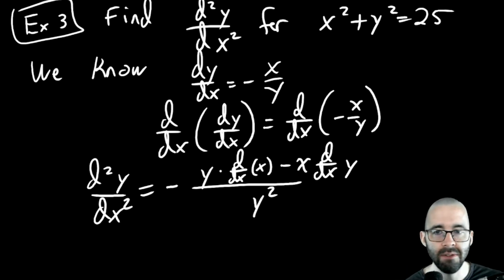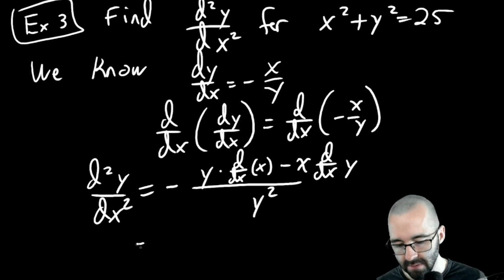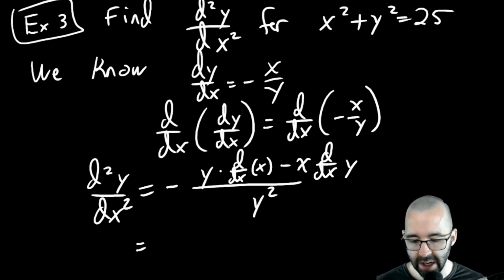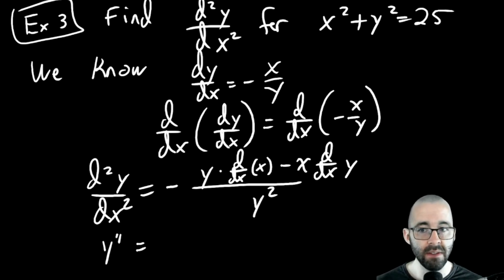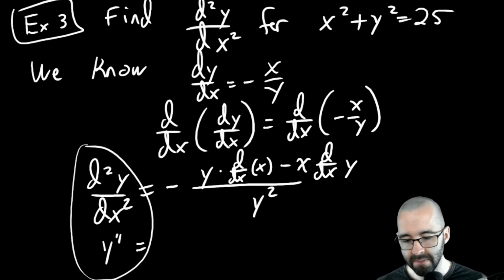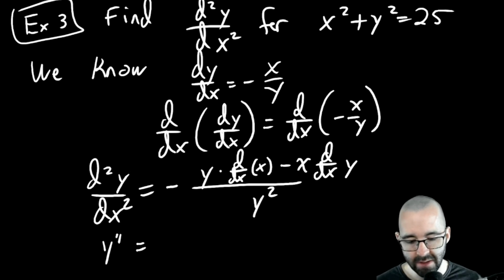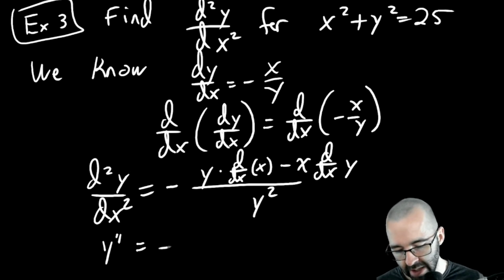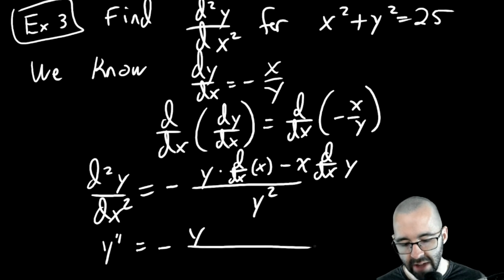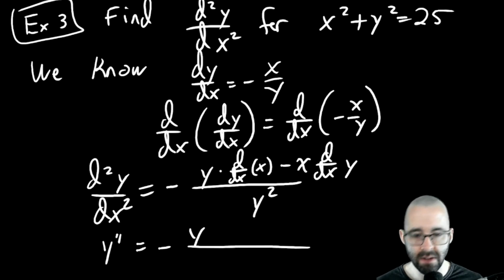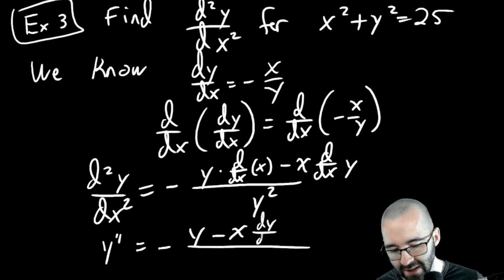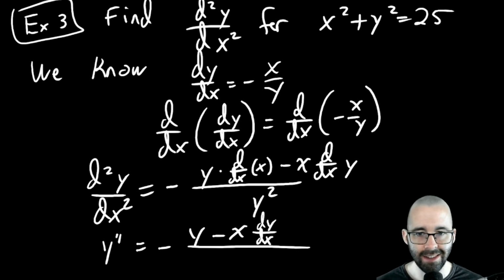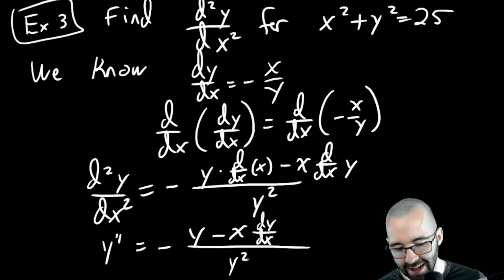And now all that's left is a little housekeeping. This second derivative, we don't need to keep writing that. That's not changing. You could also write y double prime if you wanted. These are the same. The top one is Leibniz notation. That's going to be negative y times the derivative of x with respect to x is just 1, minus x times the derivative of y with respect to x. That's dy dx. And the bottom is here.